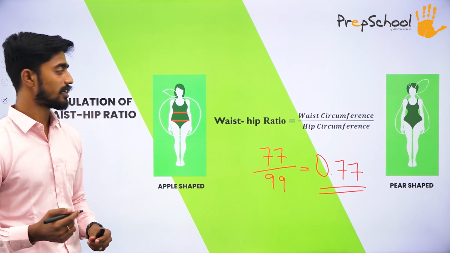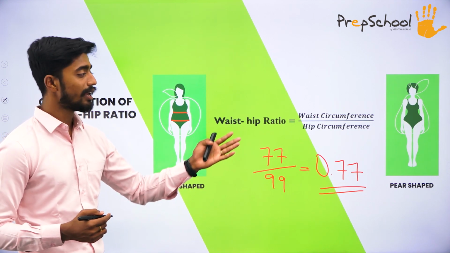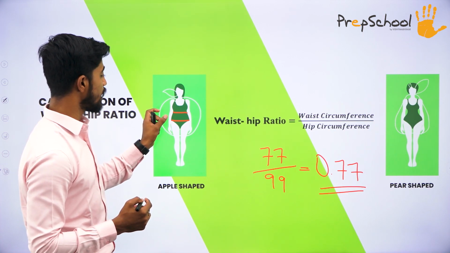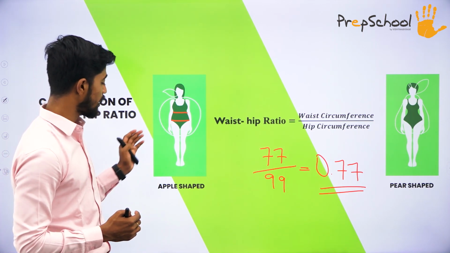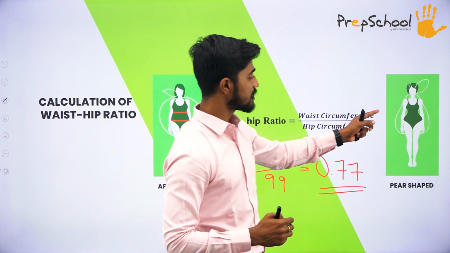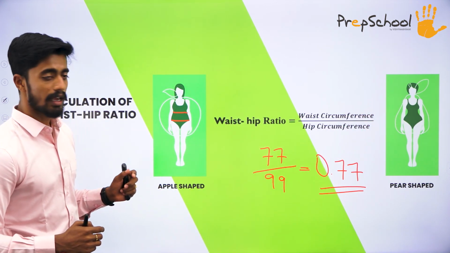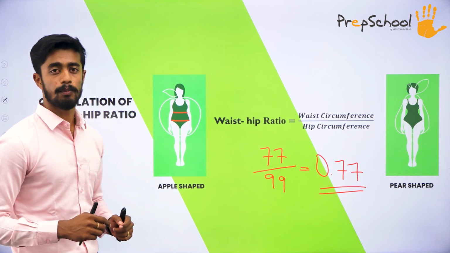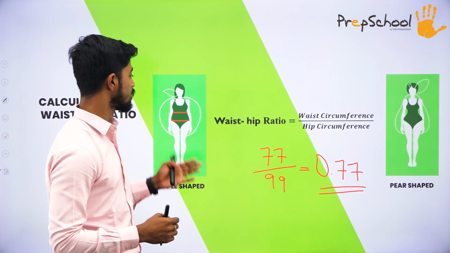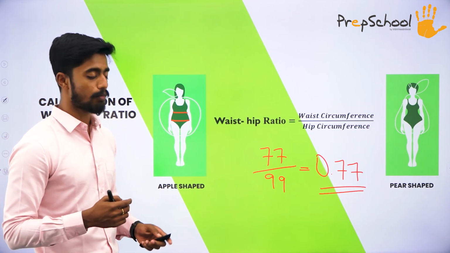Before I go to the next slide, I would like to explain about these shapes of body, that is apple-shaped body and pear-shaped body. In an apple-shaped body, the individual's waist circumference is almost equivalent to hip circumference. But in a pear-shaped body, the waist circumference is less than hip circumference. Coming to the health point of view, apple-shaped body people have more health risk compared to pear-shaped body because they have more fat in the abdomen and waist region.